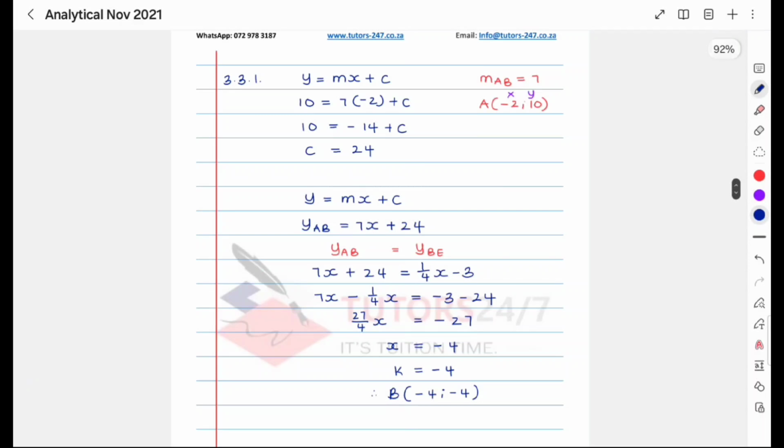We used the point of intersection method by taking the equation of the line AB and the equation of the line BE, since B is a common point on both lines, and solving for x and y simultaneously. Because k is both the x and y value, once you found the x value, you automatically had the y value.